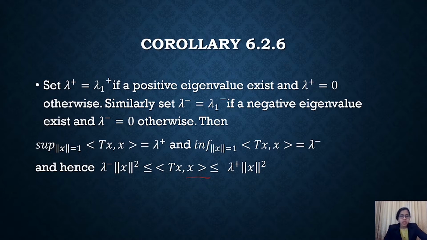Let us move on to the proof of this corollary step by step, one by one. Let us see how we can prove it. The first thing that we have to prove is that the maximum and minimum are attained at the particular eigenvalues, right?